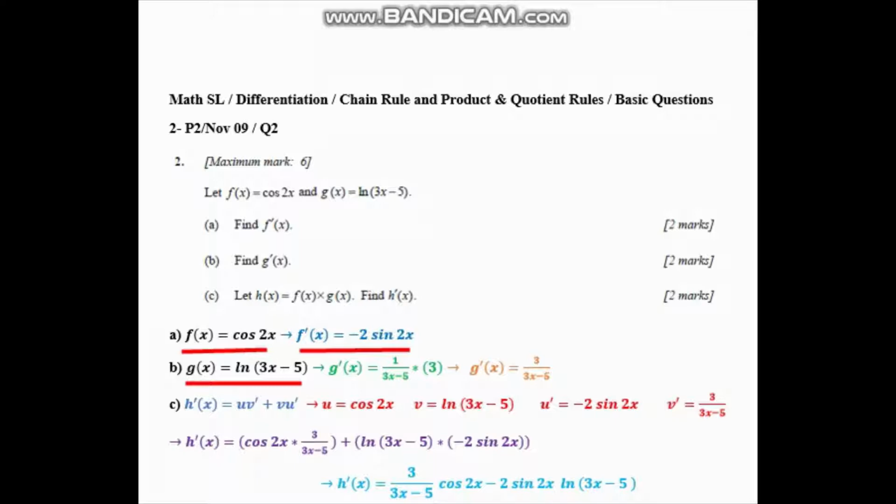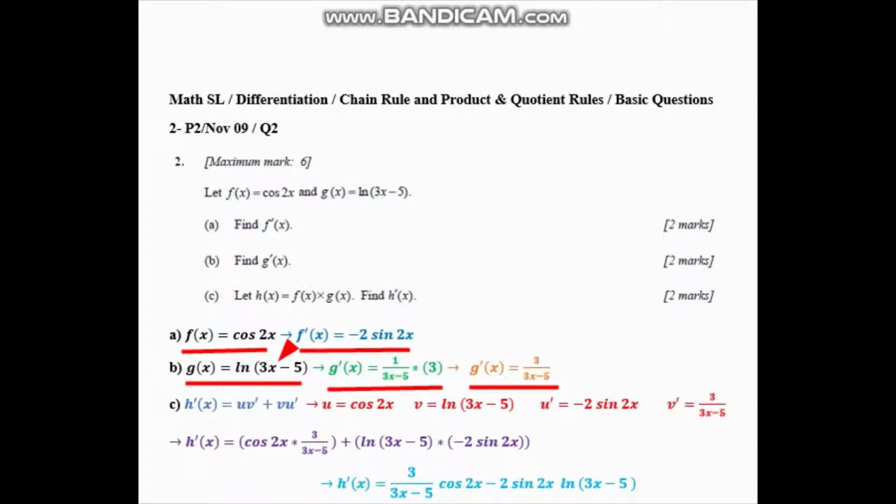So the differentiation of ln x is 1 over x. So ln(3x minus 5) becomes 1 over 3x minus 5 multiplied by the derivative of the inside function. The inside function is 3x minus 5, so the derivative is obviously 3. Now just to rewrite it in a nicer way, I'm going to write it as 3 over 3x minus 5.